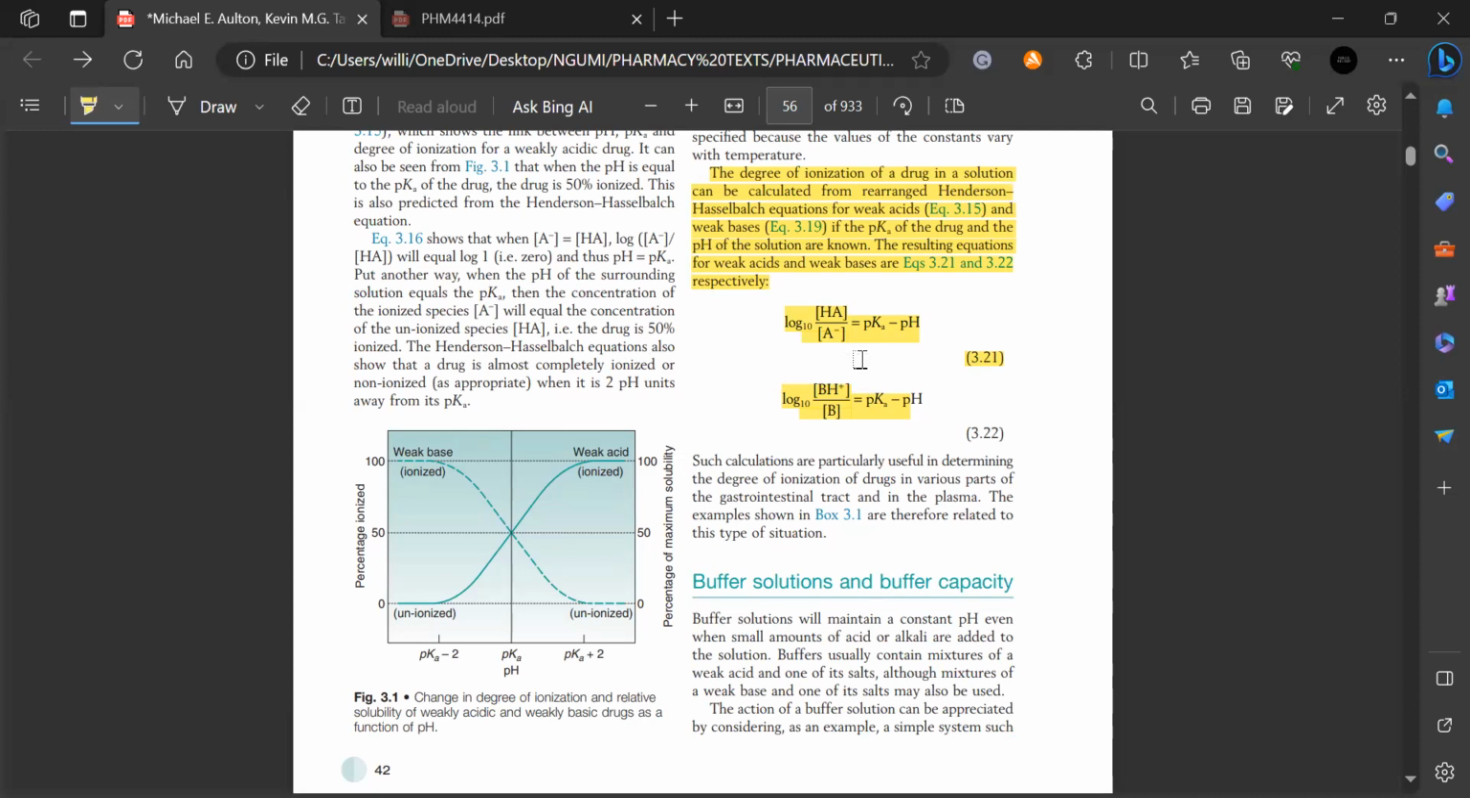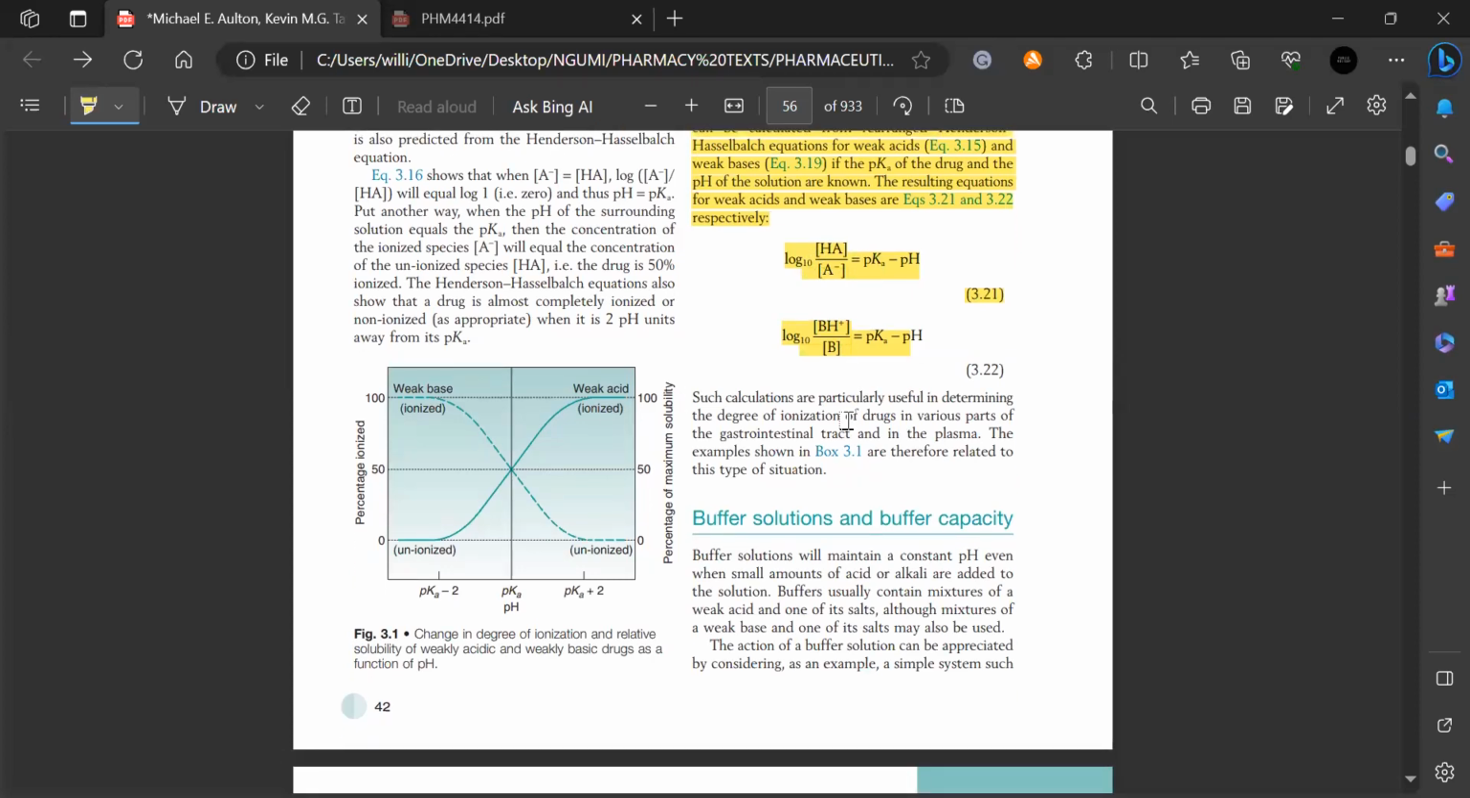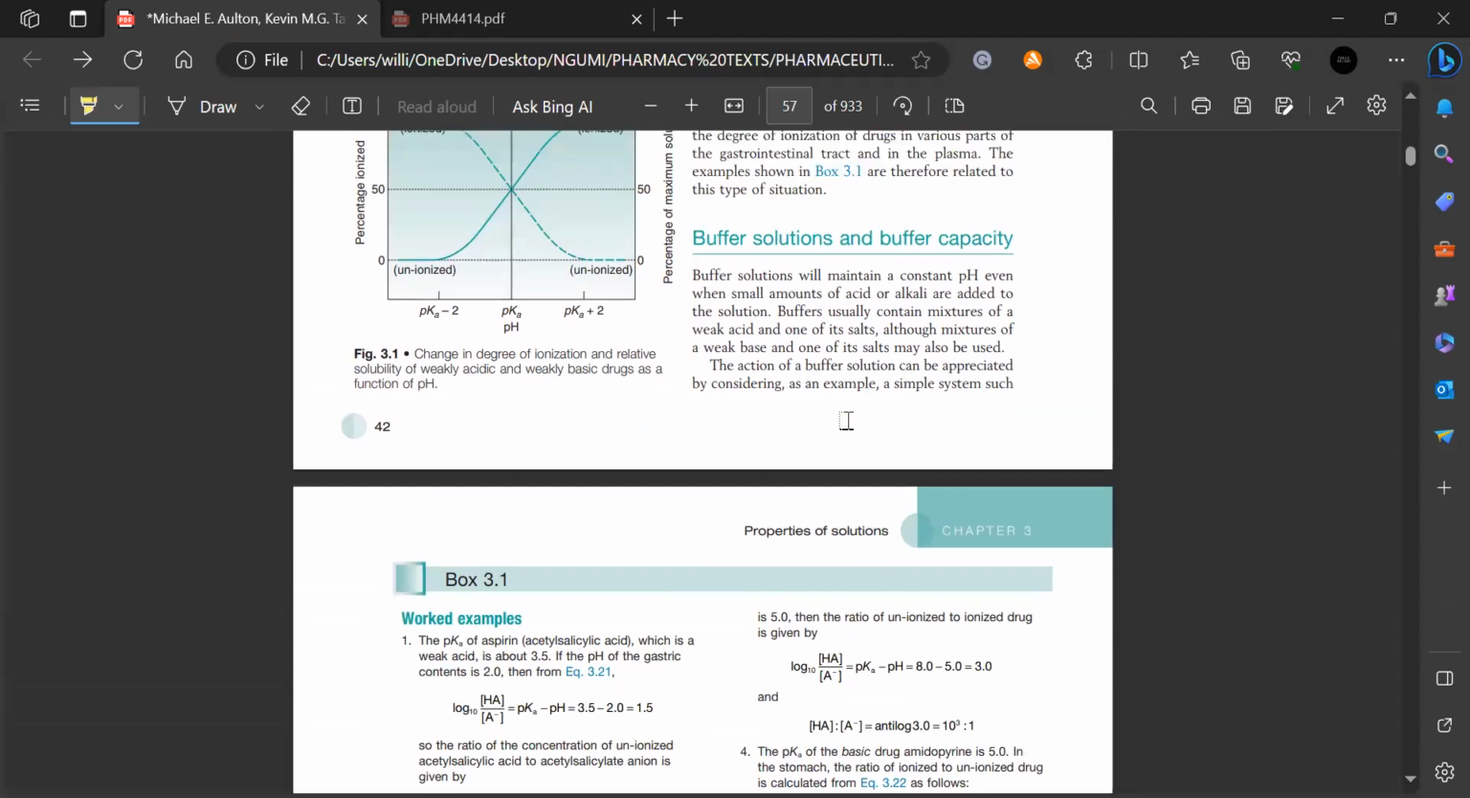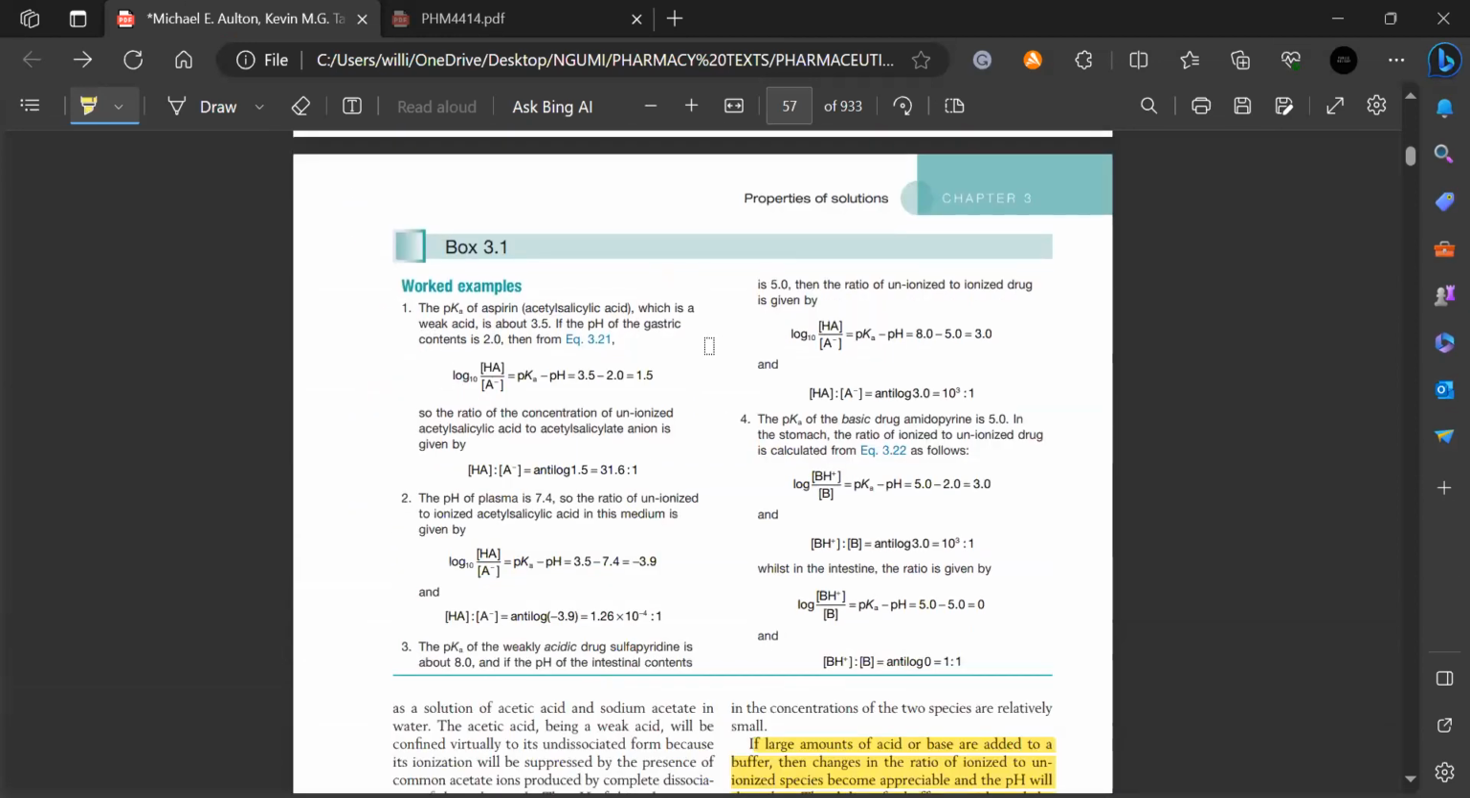Basically what we're trying to say is pKa minus pH will give us the log of our unionized species over the ionized species. So these are examples of equations that we can use.